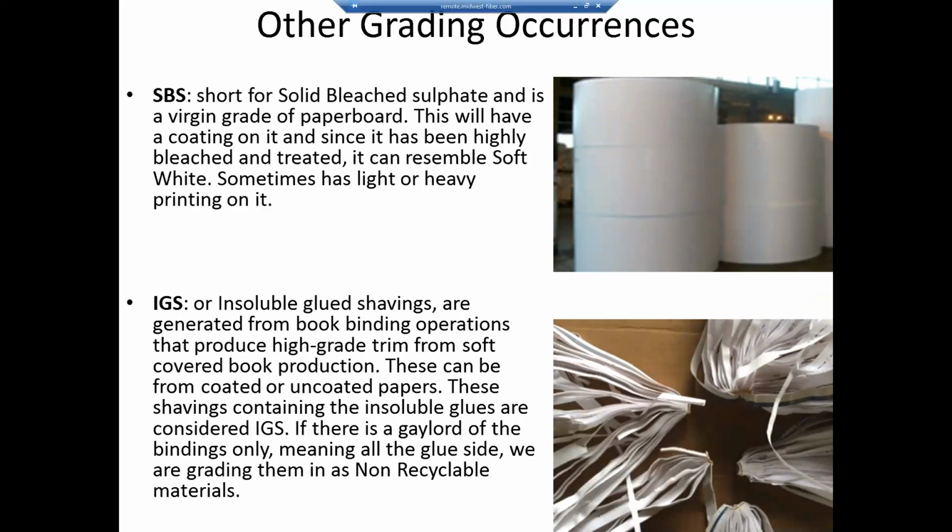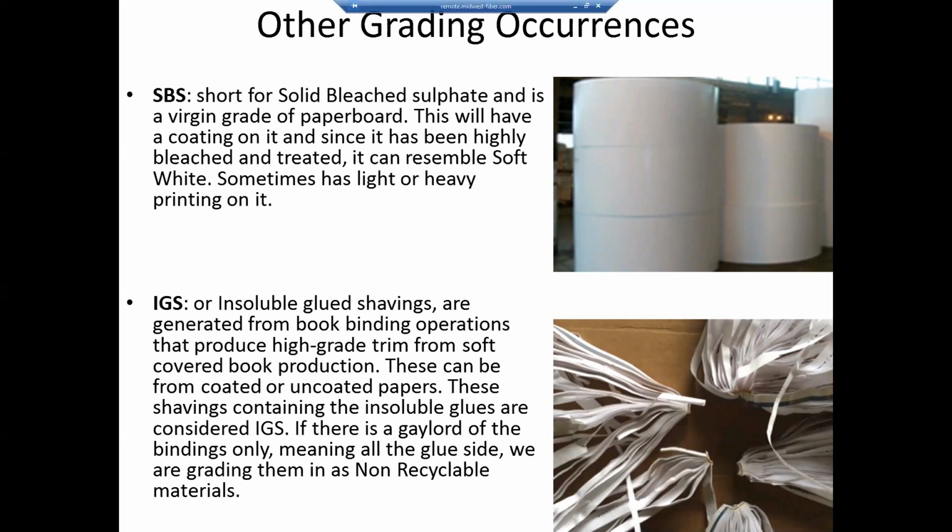SBS is short for solid bleached sulfate and is a virgin grade of paperboard. This will have a coating on it, and since it has been highly bleached and treated, it can resemble soft white. We currently have 1 or 2 customers who mix this in with their soft white, so we have to be careful in grading. If we get a lot of this in, we may be able to sell this in full truckload quantities as SBS because it is a higher grade than typical groundwood grades.